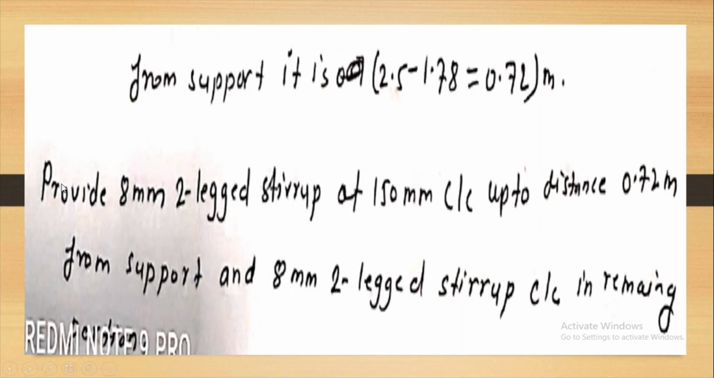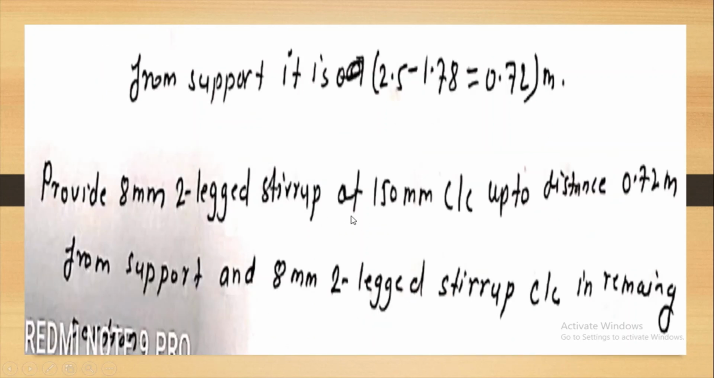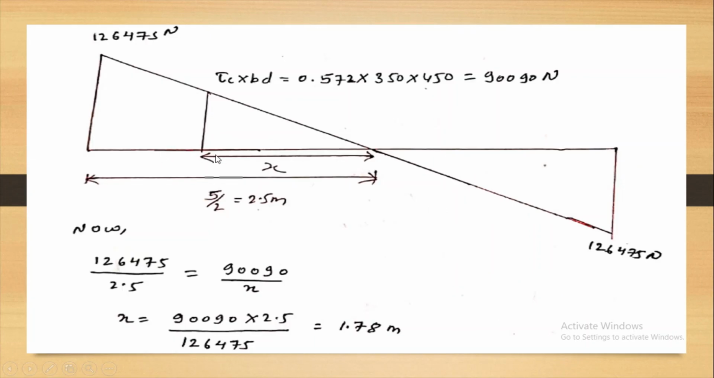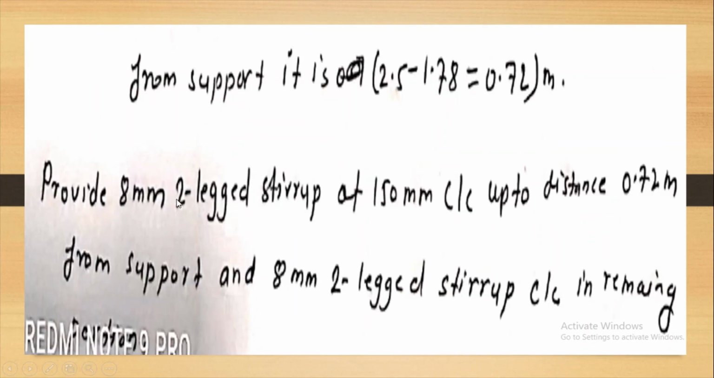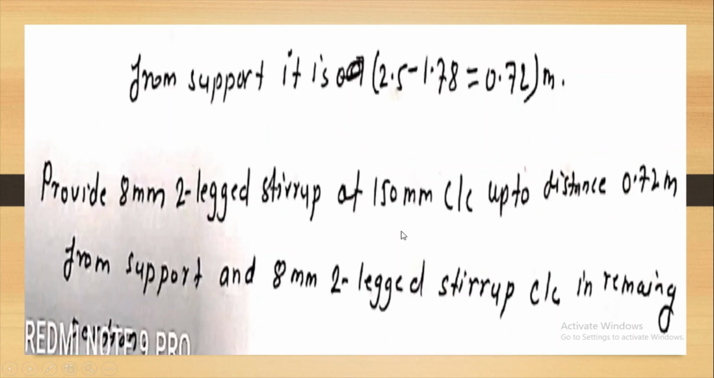Finally, what we have to do is provide 8 mm two-leg stirrups at 150 mm center to center up to a distance of 0.72 meters from the support. It means this is the support. From here 0.72 meters, up to here we have to provide 8 mm two-leg stirrups at 150 mm spacing. But from here to here we have to provide 8 mm two-leg stirrups at 300 mm center to center spacing.